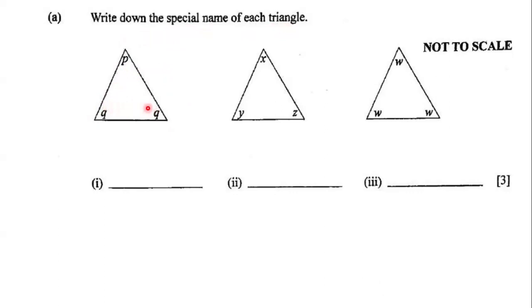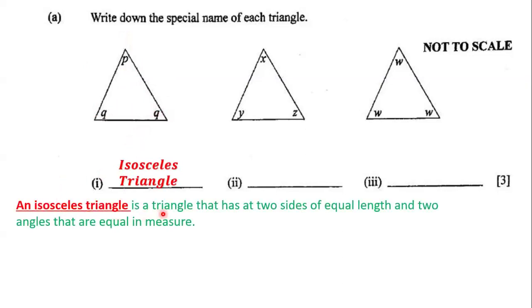These two angles are the same. So we're looking at a triangle that has two angles that are the same. But P is not equal to Q and Q. They are different. And so in this triangle, only two angles are the same. And so we're definitely looking at an isosceles triangle because by definition, an isosceles triangle is a triangle that has two sides of equal length and two angles that are equal in measure. And so this is definitely an isosceles triangle because two angles are equal in measure.